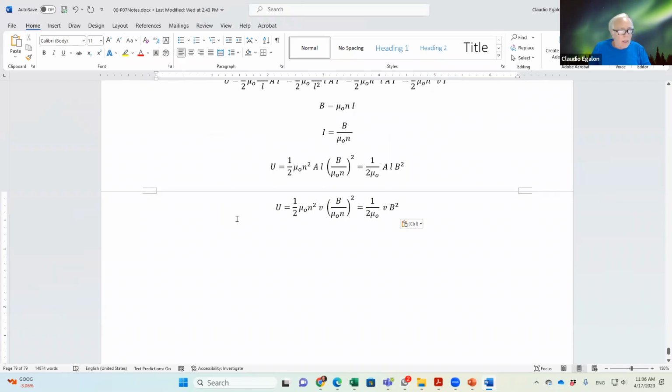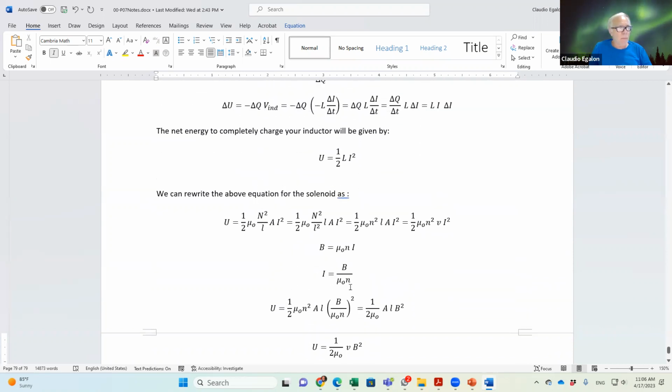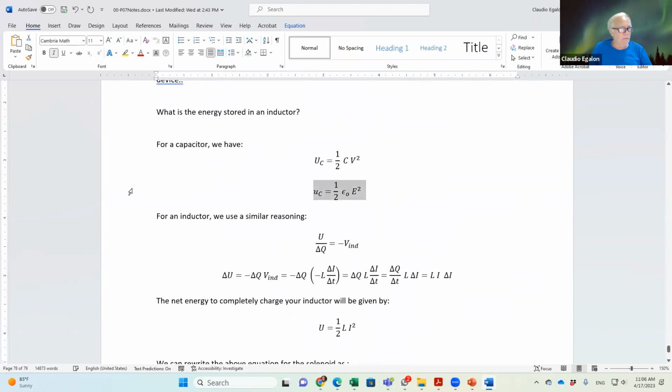And okay, good. And what else? Well, we have something else. We have U. If you pass the V to the other side, we are going to have what we had before for the capacitor, which is the energy per unit of volume, which ends up being very similar. Oh, and I'm even going to put B here for the magnetic field so it doesn't mix up, right? Compare that to the capacitor that we had before.